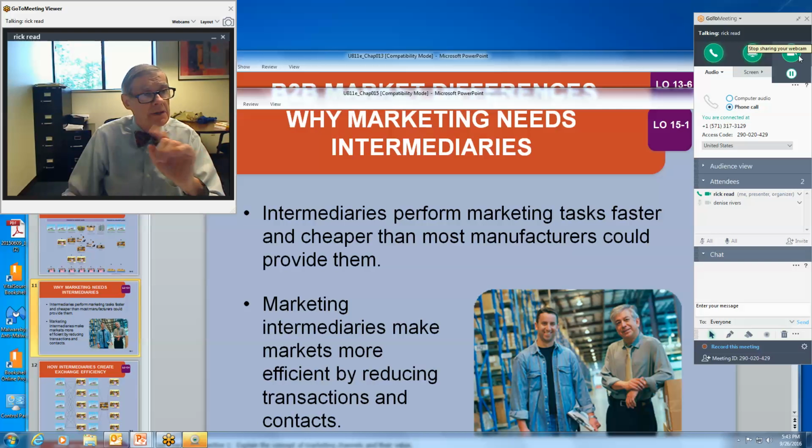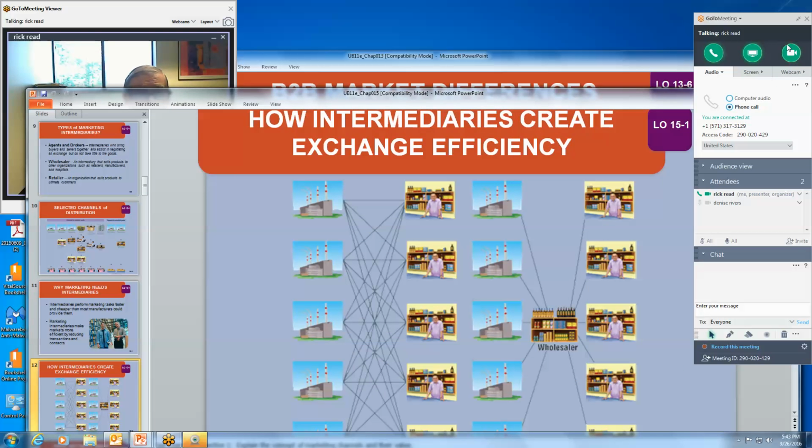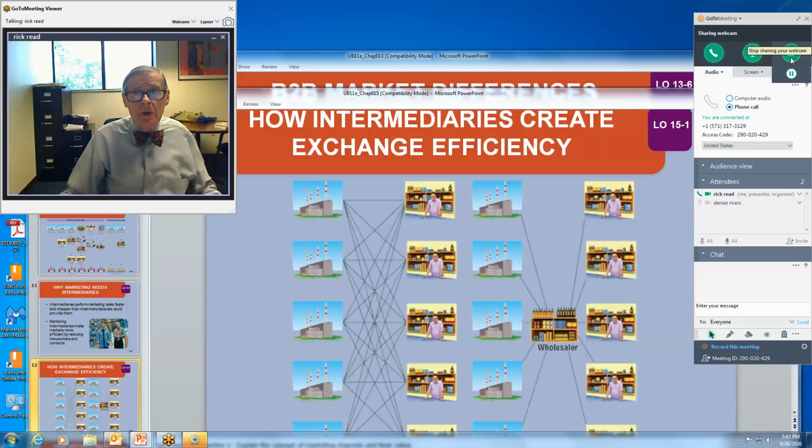Somebody's going to say, wait a minute, I can go to Dell and buy a computer. Yes, you can. I can go to Apple and buy a computer. Yes, you can, but Apple has stores today, and they're doing the same thing that a marketing intermediary does. But for the vast majority of products, you can't do that. If you look at figure 15.2, you can see what a manufacturer would have to do to keep in contact with all of the customers that want its product.